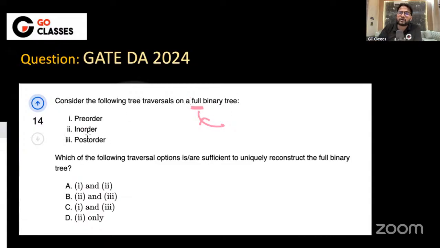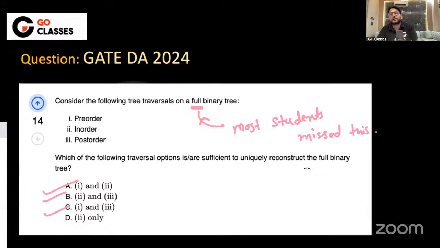They were thinking that in order is needed. But actually this was an MSQ. Either this, any two works. Single doesn't work. So most students missed this, right? Single doesn't work. Is this fine to everyone? Let me know.